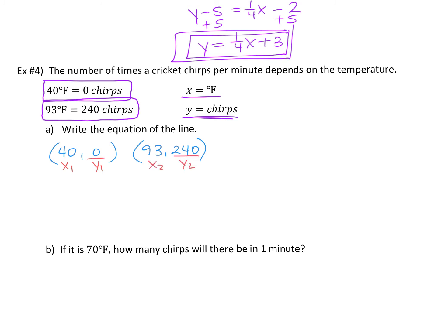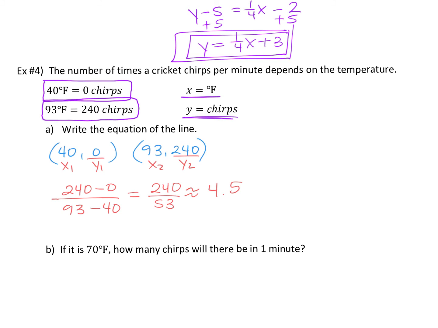So 240 minus 0 over 93 minus 40, okay? So 240 over 53. If you plug that into your calculator, we're just going to approximate. Whenever it's a real world problem like this, typically we say just round it. We don't want a fraction. We want something a little more specific there. So 4.5 is what that would round to. Okay.